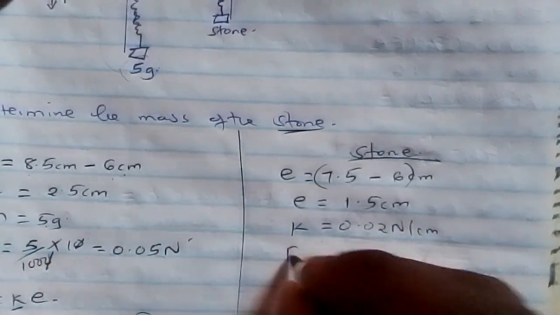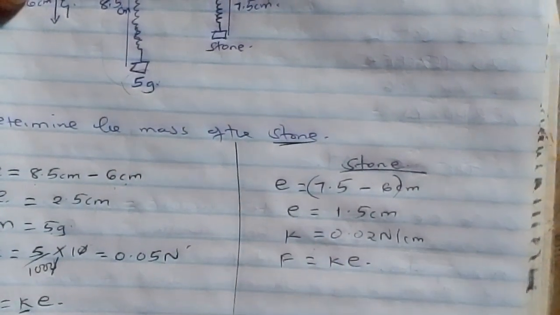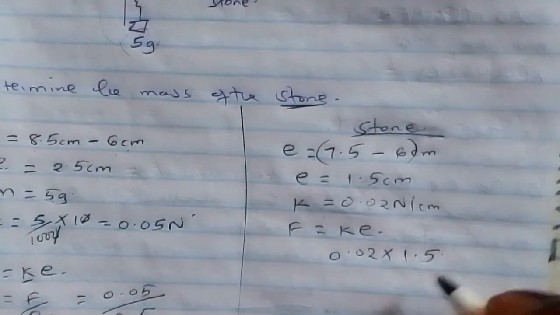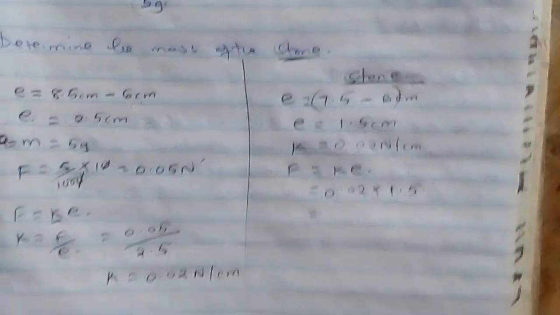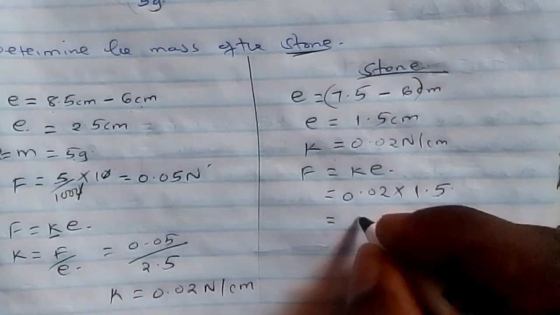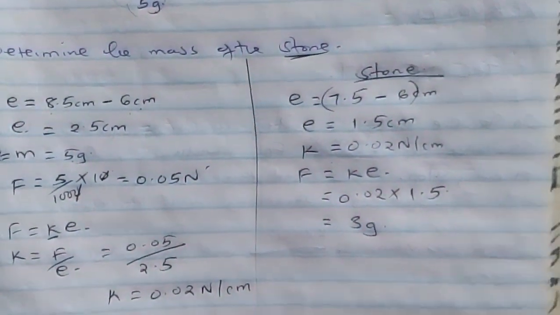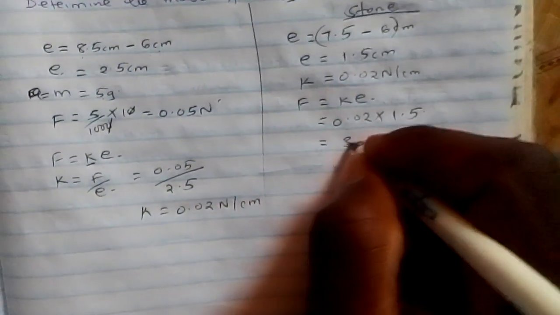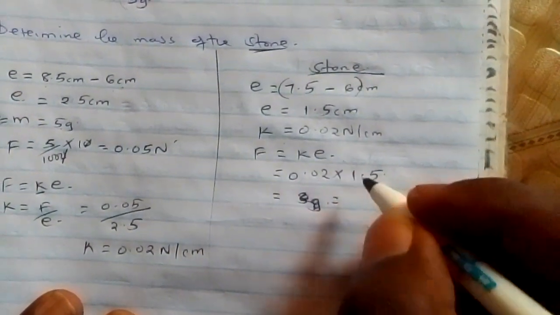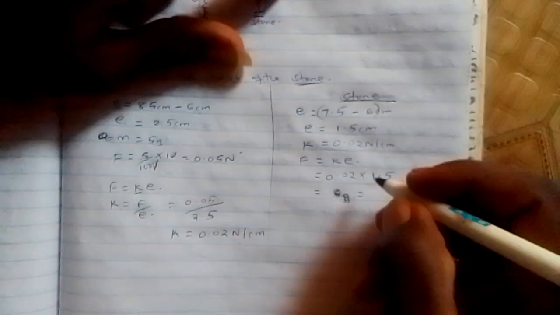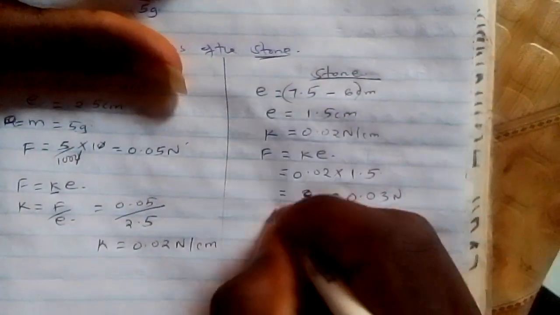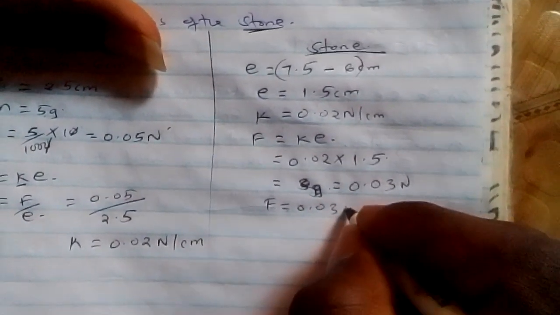Let's look for the force, which is force equals KE. We have our K, which is 0.02, multiplied by our extension, which is 1.5. Let me press on my calculator. I think it is 0.03 newtons. Therefore, our force is equal to 0.03 newtons.